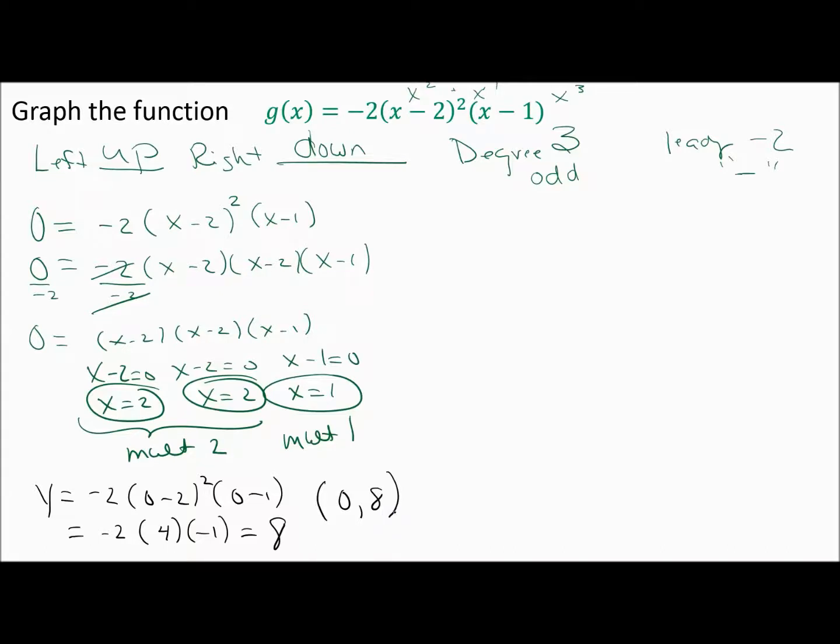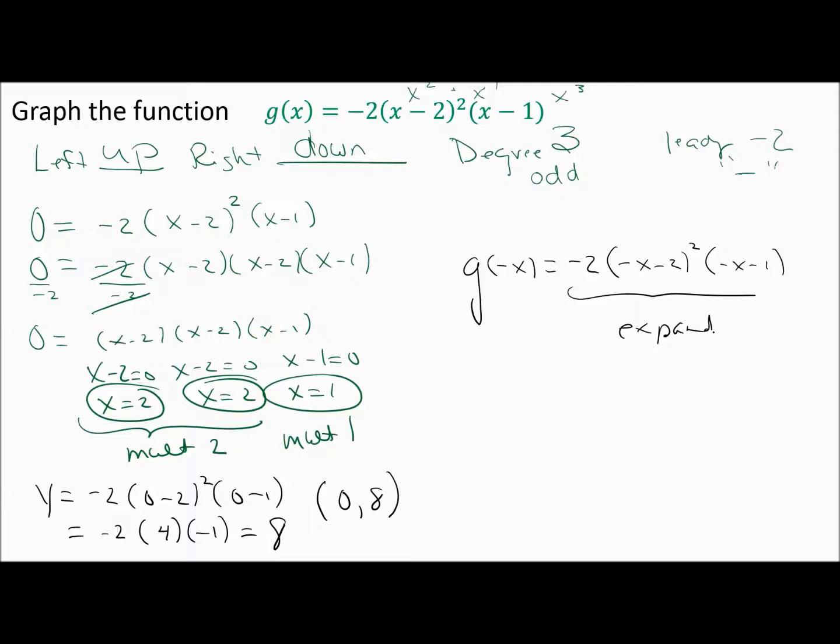Now we could discuss symmetry. Again, not required, although I just don't want to leave it out. So you have negative 2 times negative x minus 2 squared times negative x minus 1. Now, to do this, you would have to expand all of this. And if you get the same as the original function, then you have an even function.